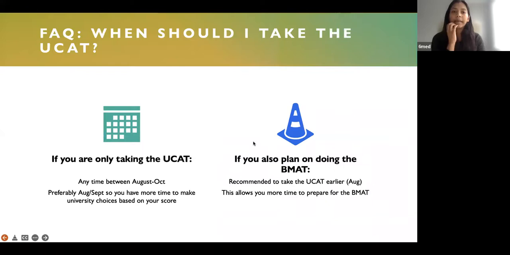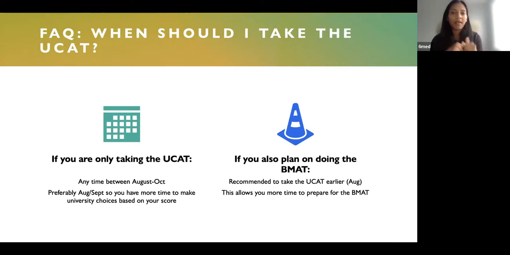So a little bit about when you should take the UCAT. A lot of people are worried about when's the best month to do it in, what's the best time. As someone already asked me, do you do it early? It doesn't matter if you do it earlier or later. There are a few factors to consider. If you're only taking the UCAT and you're not taking the BMAT, take it anytime between August to October, when you feel you're ready.